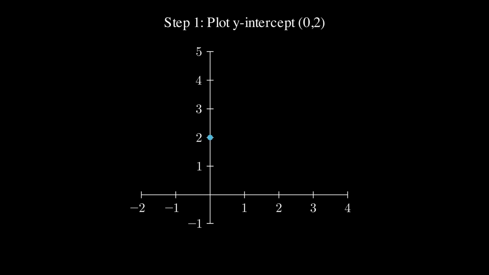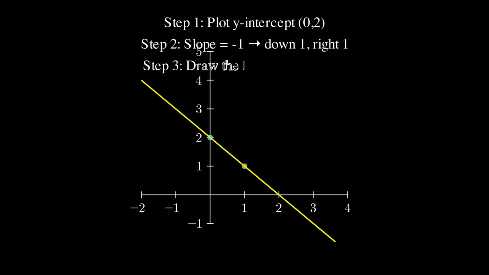To start this problem, we have to understand that the y-intercept is 2, while the slope is negative 1. Start by plotting the y-intercept at 0, 2. Then, since the slope is negative 1, go down 1 and right 1 to plot the next point. After that, connect the points to draw the line, and you'll have graphed the equation y equals negative x plus 2.